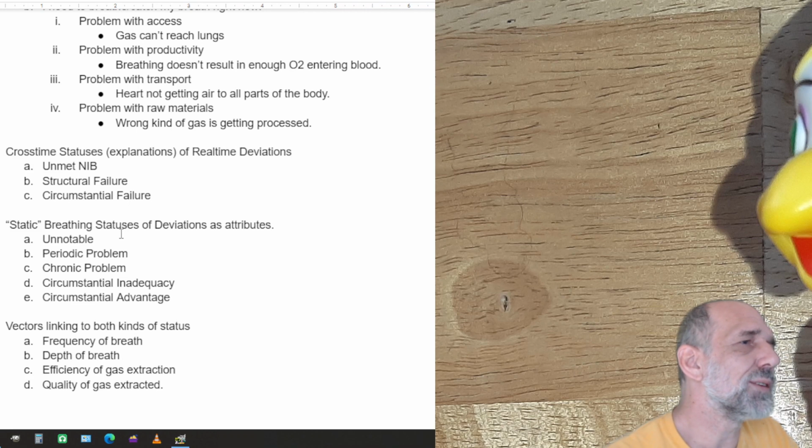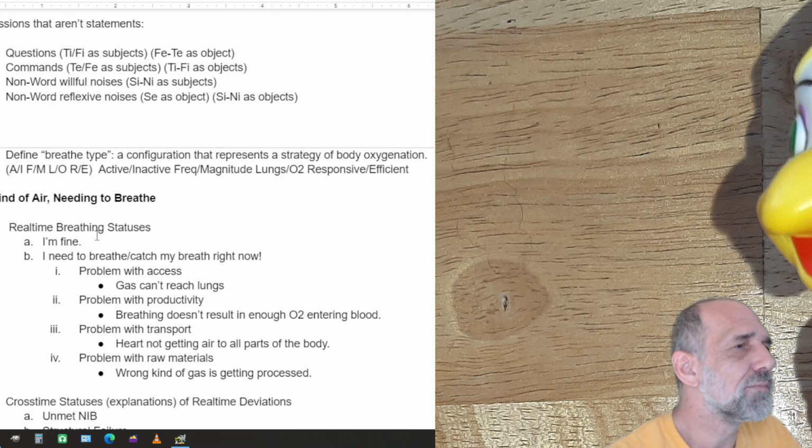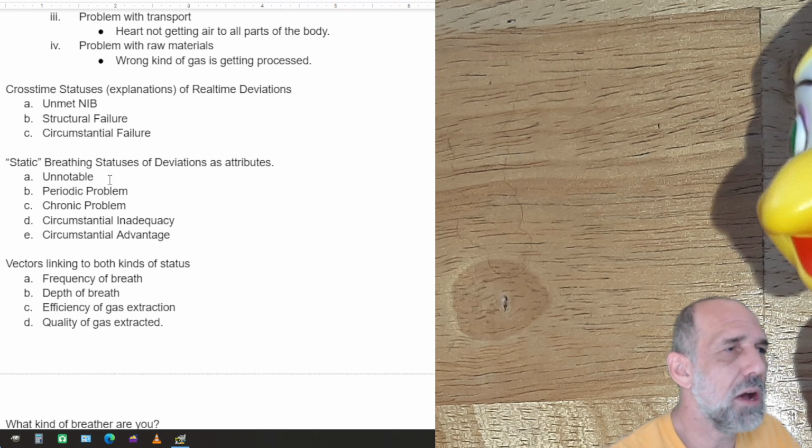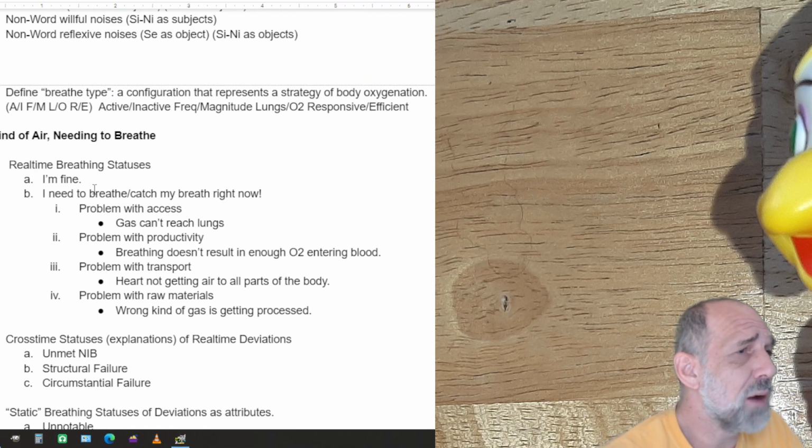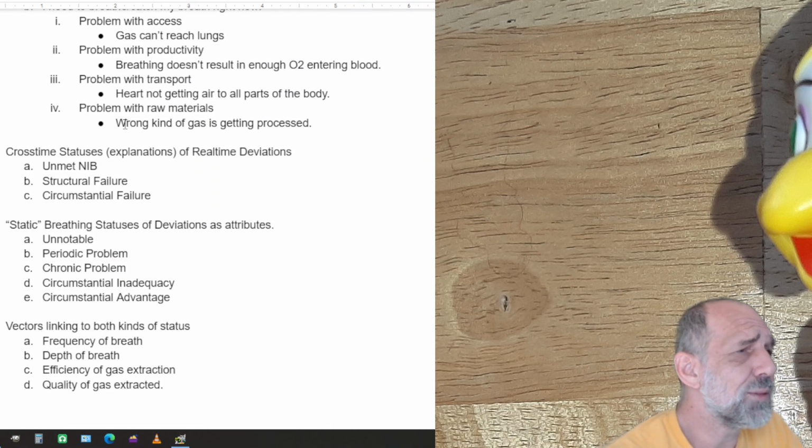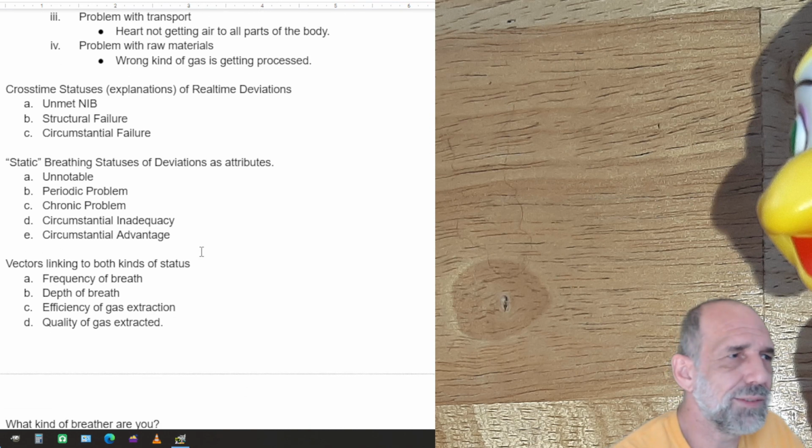Then if we talk about these in terms of static breathing statuses of deviations as attributes, then we'd say if you are first and foremost fine, then we just say unnotable. There'd be no notation needed for a breathing status. Normal, you might say. And then if you have a problem with catching your breath, it might be a periodic problem like asthma, might be a chronic problem like COPD, might be a circumstantial inadequacy like not enough oxygen in the air, or it might be a circumstantial advantage, very oxygen-rich air.